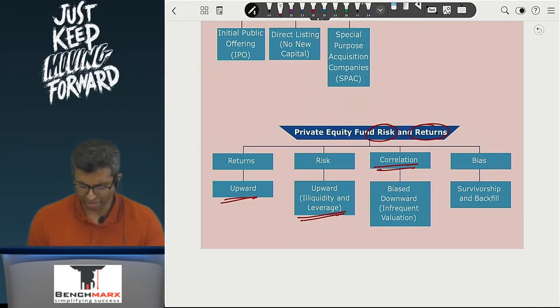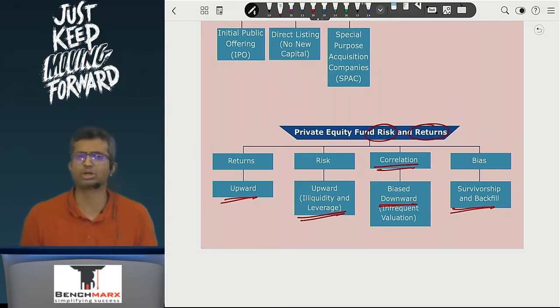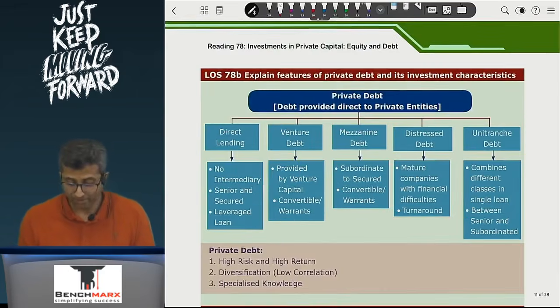The correlation is a little low, but again one can say this is biased because we don't have regular data on the valuation of these companies, and hence the correlation, the deviation may be biased a little low. The bias over here, like any other alternative investment, of survivorship and backfill bias, is also there.